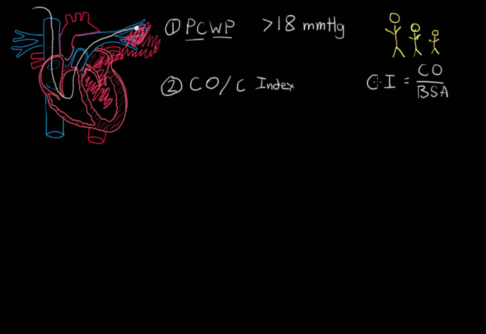And cardiac index in patients with cardiogenic shock will be less than 2.2 liters per minute, so that's cardiac output, over meters squared, and that comes from body surface area. Oh, and the normal cardiac index should usually be between 2.6 and 4.2.